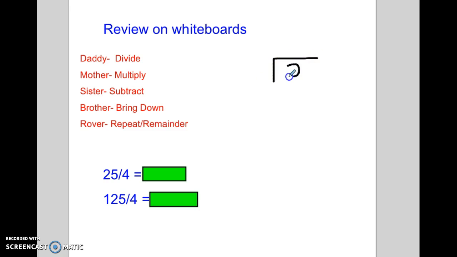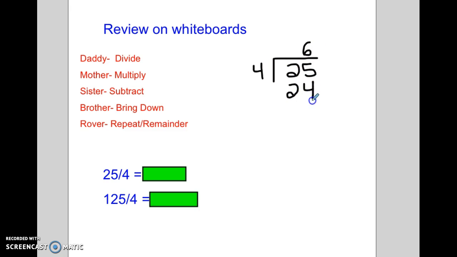Again, I go ahead and write my problem out. I do my 25 in this case, divided by 4. Again, this is my dividend. This is my divisor, the number I'm dividing into. And then I start with divide. 4 into 2, I can't do it because 2 is too small, so I have to do 4 into 25. I think, how many times can 4 go into 25? Well, I know that 4 times 6, so now I'm on to the multiply step.